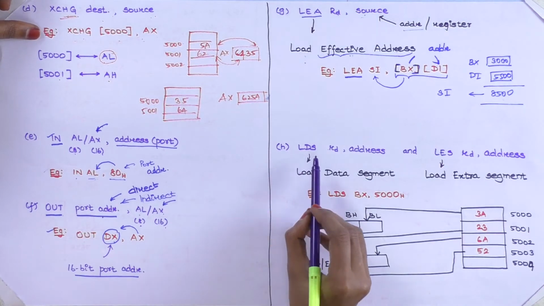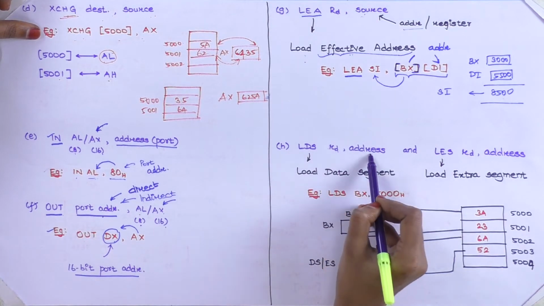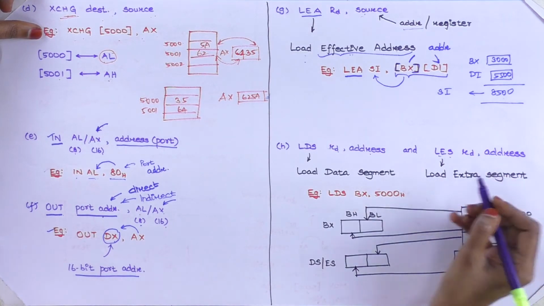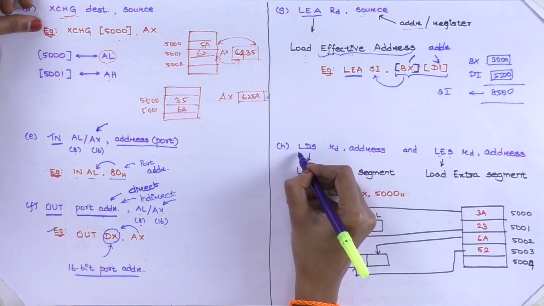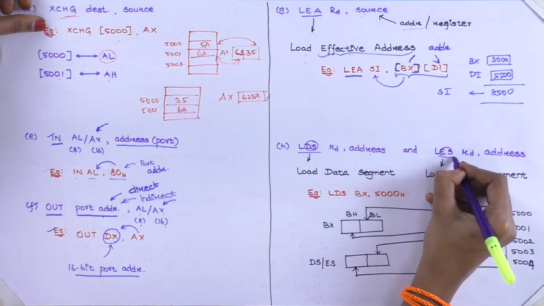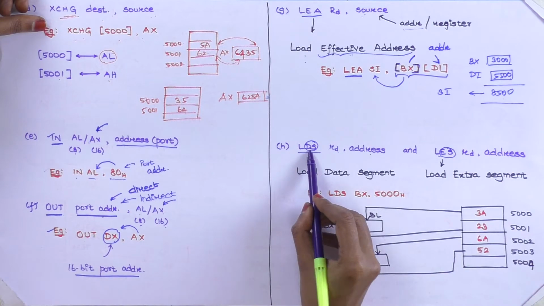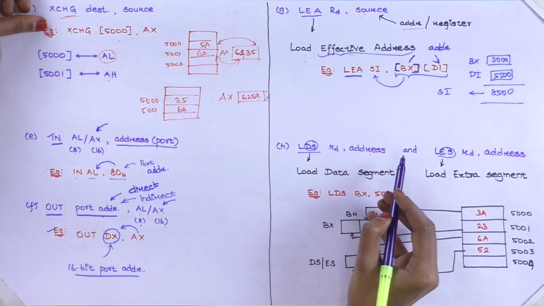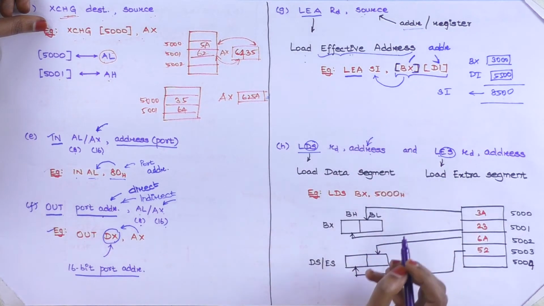The next instruction is LDS destination register comma address, or LES destination register comma address. What this instruction will do is load the DS, meaning data segment, or ES, meaning extra segment. So this will load the data or extra segment from the value mentioned by this address.